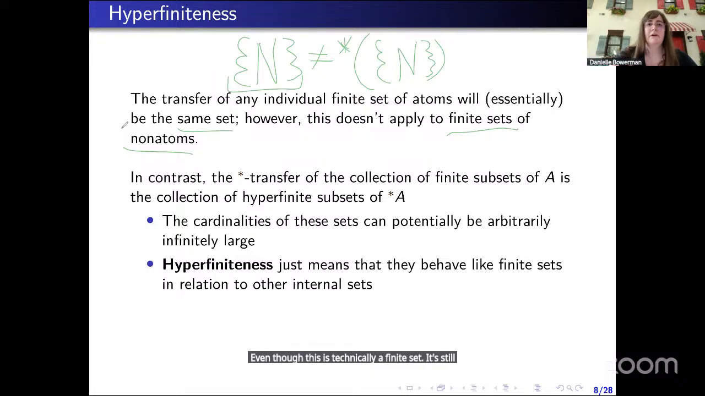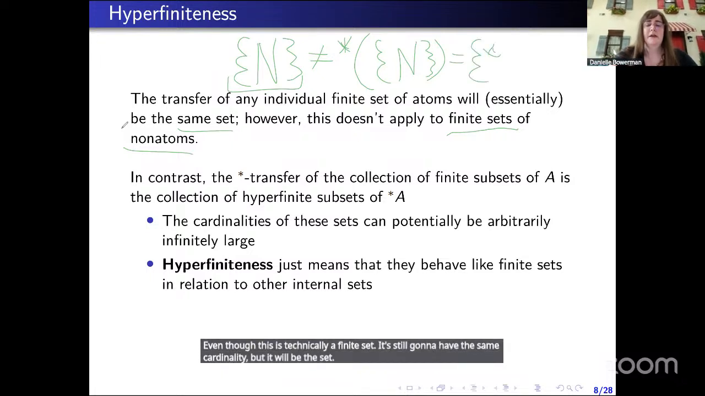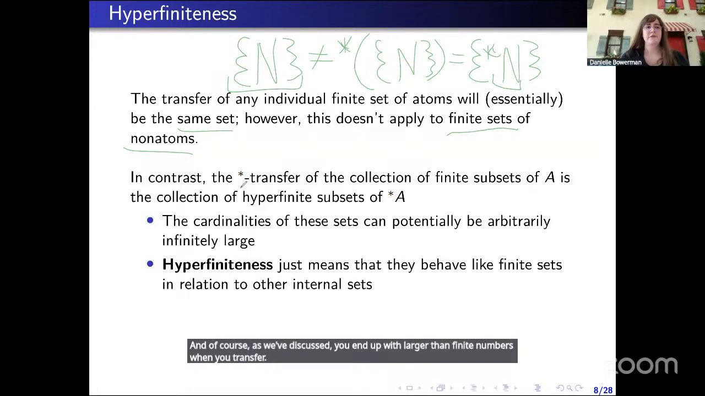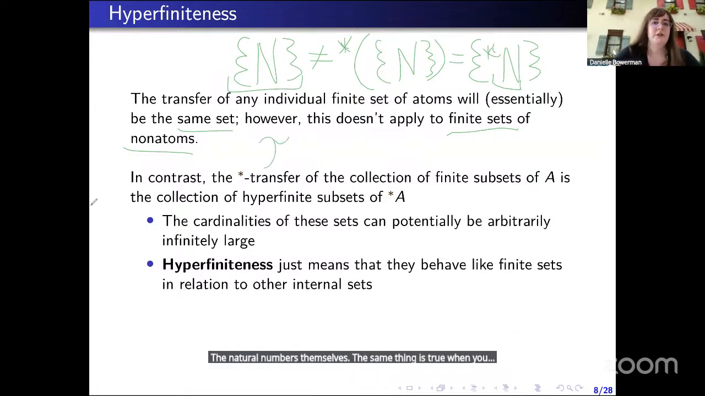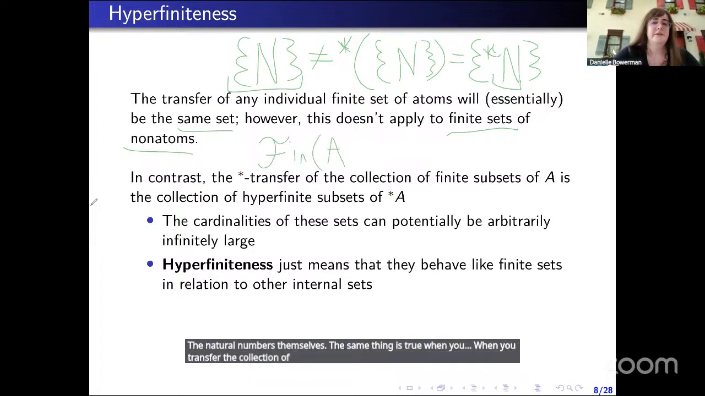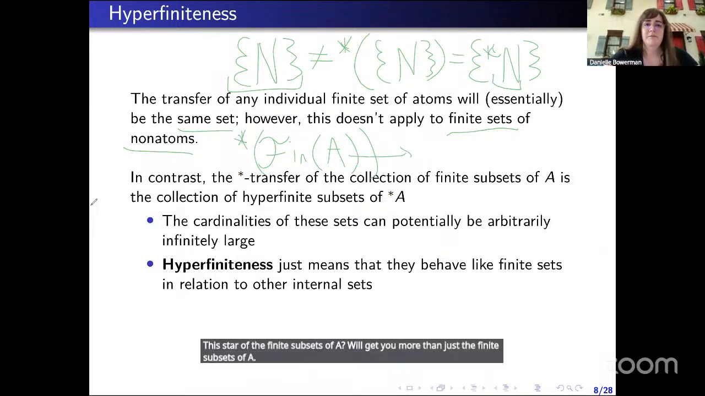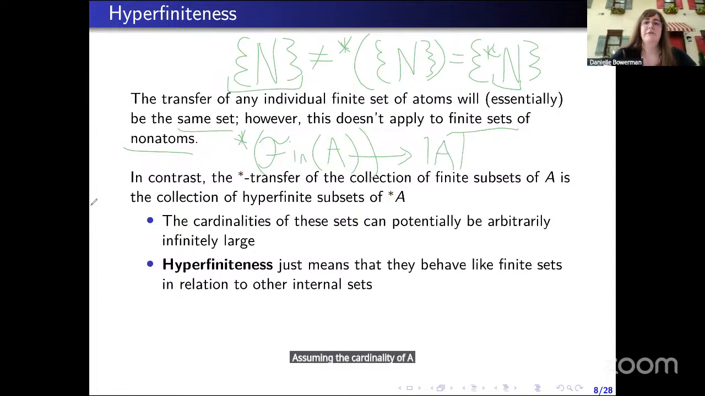It's still going to have the same cardinality, but it will be the set that has the set of non-standard natural numbers in it. And of course, as we've discussed, you end up with larger than finite numbers when you transfer the natural numbers themselves. The same thing is true when you transfer the collection of finite sets of some set. This star of the finite subsets of A will get you more than just the finite subsets of A, assuming the cardinality of A is infinite.